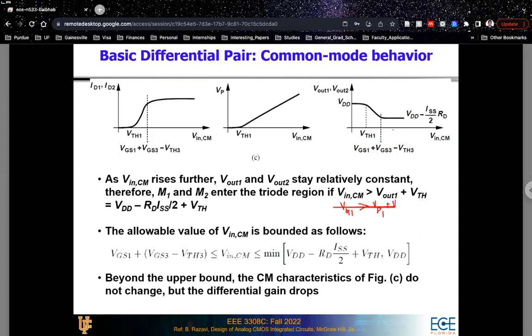So this we can represent as VGS greater than VDS plus VTH.